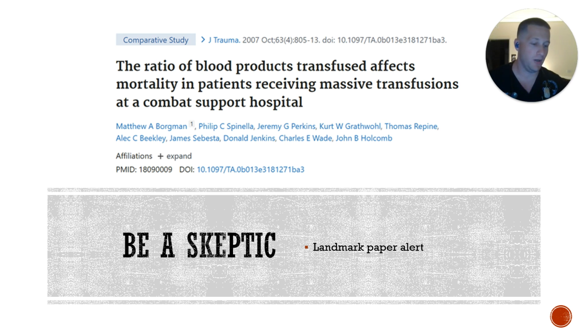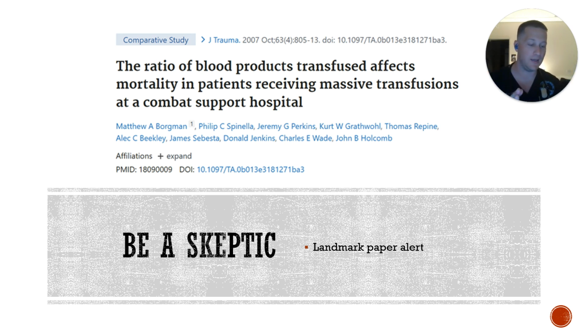This paper was retrospective, practice changing in the military at the time. Sorry, I'm reading off my notes here. It was retrospective, 246 patients at U.S. Army combat hospitals who received massive transfusions, which was defined as greater than 10 units of PRBCs in 24 hours. These people were super sick. They got tons of blood, and basically what he looked at was the ratio of PRBCs to other products. He used a ratio of low, medium, or high. The low group was basically 1 unit of plasma for every 8 units of PRBCs, about.